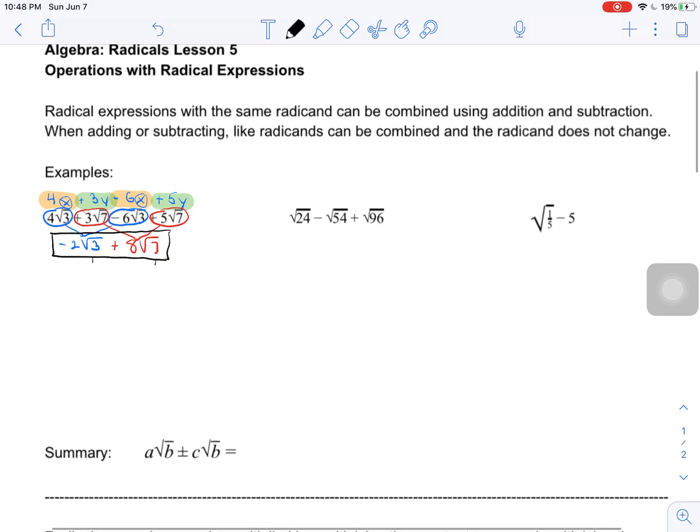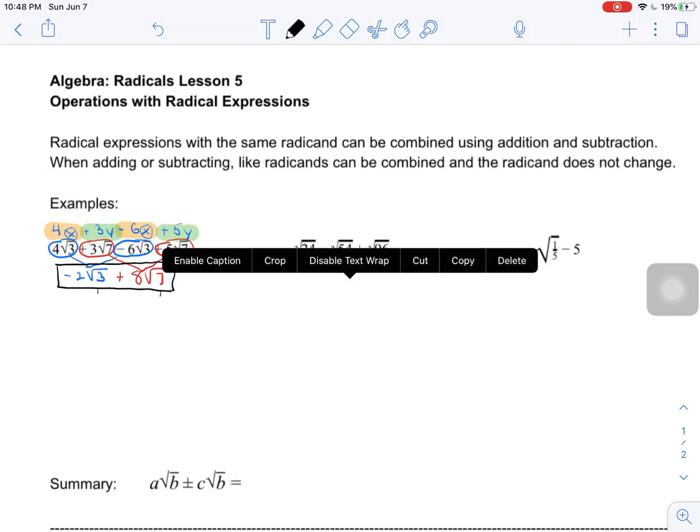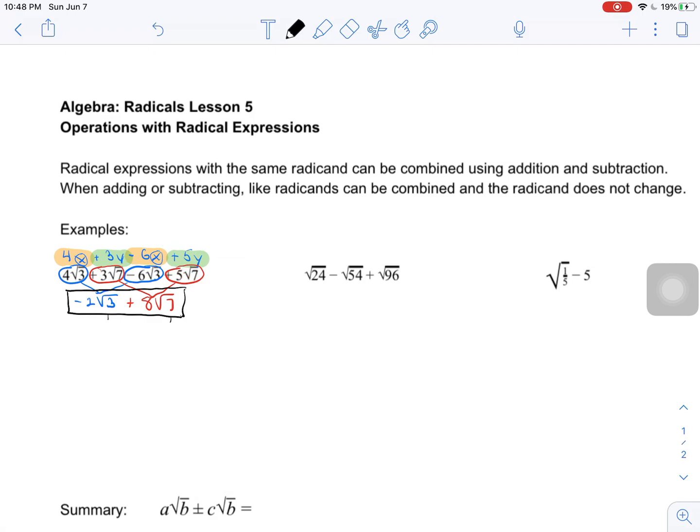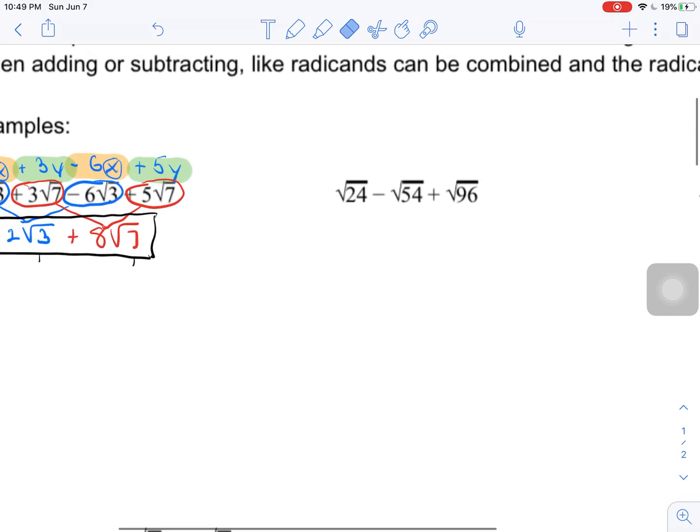So that is what the statement up here is kind of telling you. Radical expressions with the same radicand can be combined using addition and subtraction. When adding or subtracting, the radicands can be combined. The radicand does not change. So basically, that's telling you, hey, I can combine like terms with radical expressions.